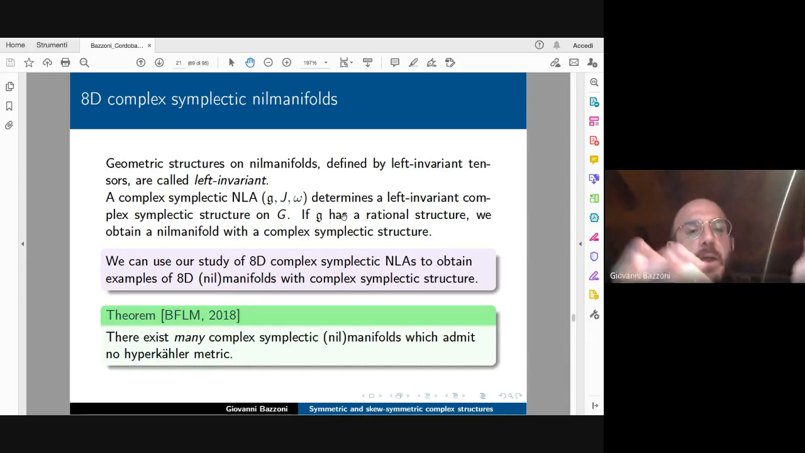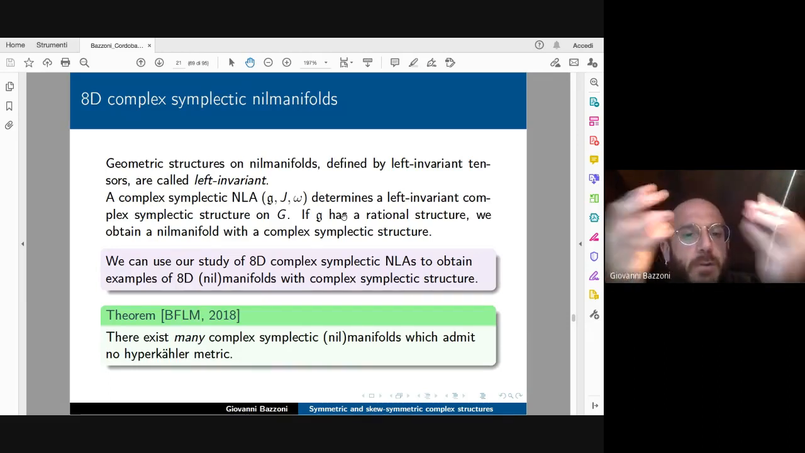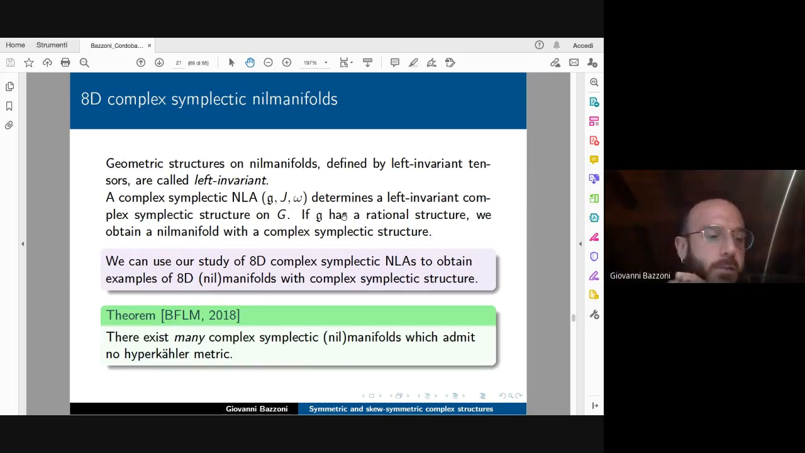To make a connection with what I said in the beginning, you have many complex symplectic nil manifolds. I don't say what many means, but actually a lot. And these nil manifolds admit no hyperkähler metric. Why? Well, because of Benson, Gordon, and Hasegawa. Because if they admitted a hyperkähler metric, they would also admit a Kähler metric, because hyperkähler is a very special instance of Kähler. And so the Lie algebra should be abelian.